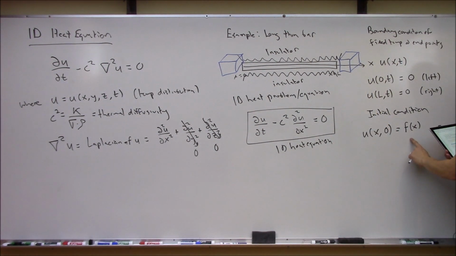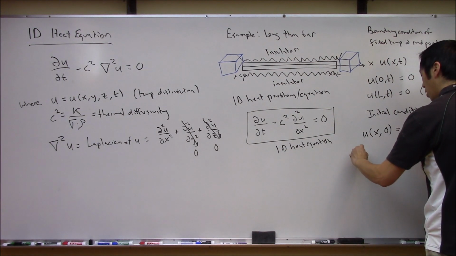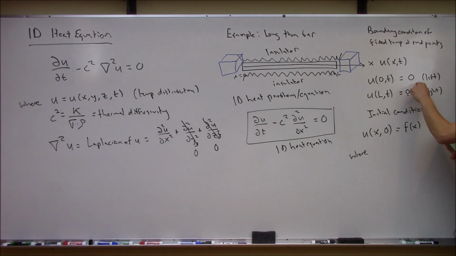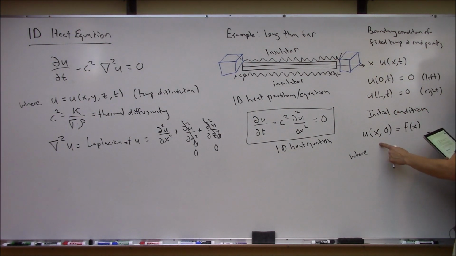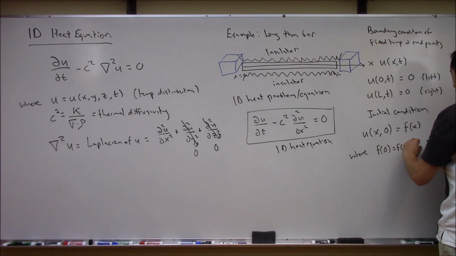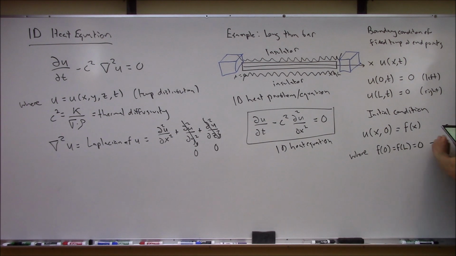We should maybe note here that in order to make this problem consistent, this functional distribution can be anything it wants as long as it satisfies the left and right conditions as well. Because otherwise you have this kind of conflicting situation. So we should say that f of 0 and f of L also better equal 0, in order to be consistent with the boundary conditions.